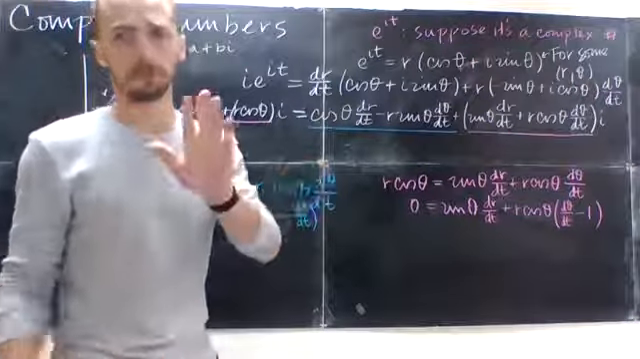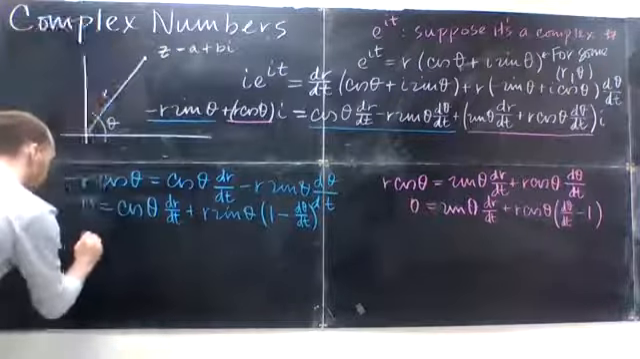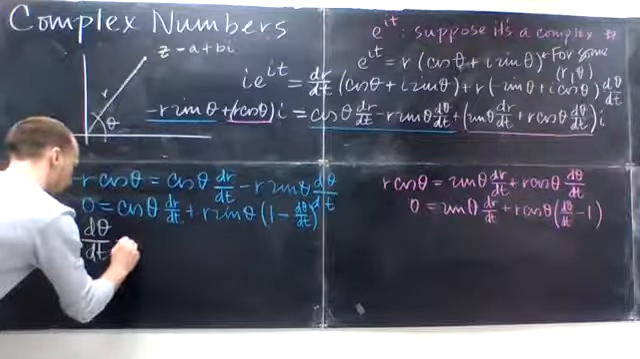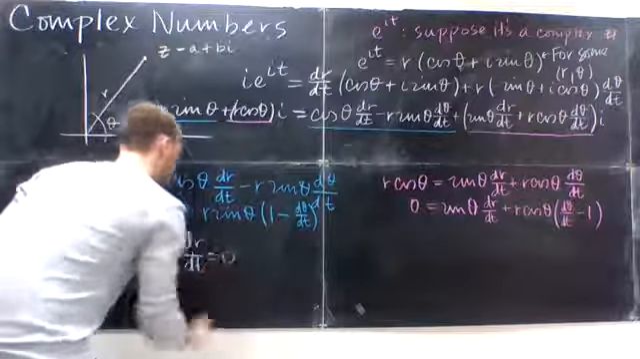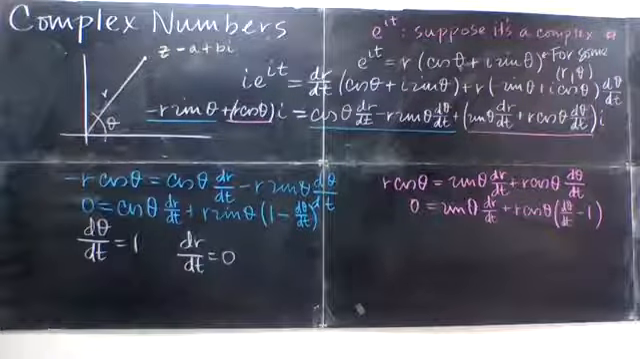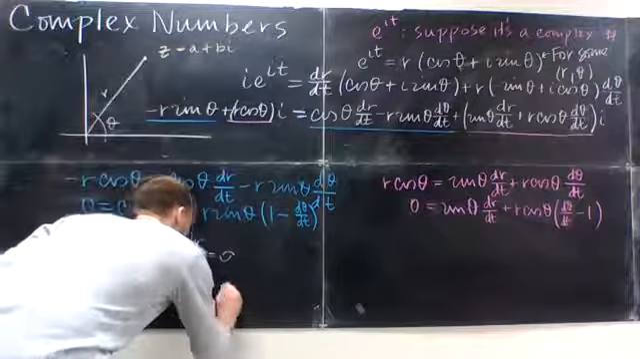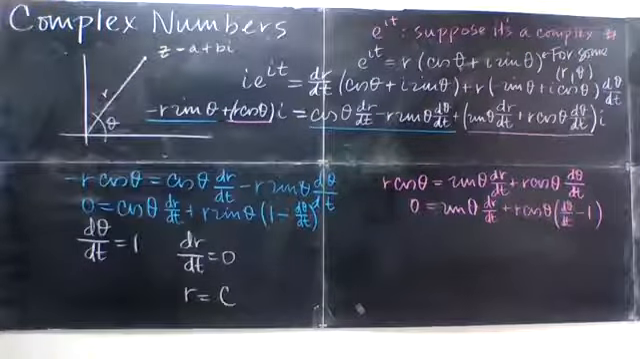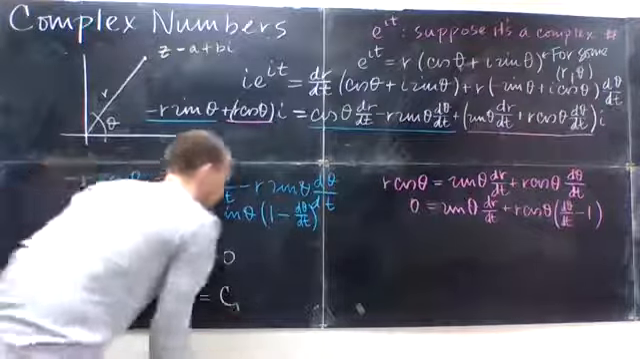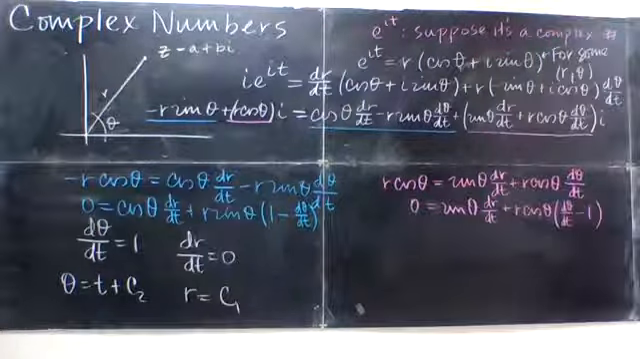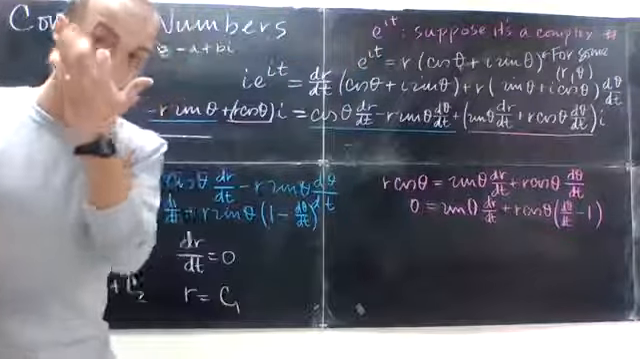But I'm going to just stop here and say, look, this is going to be true if d theta dt is 1 and dr dt is 0. Okay, and both of these are situations that we know how to deal with. If dr dt is 0, then r is equal to a constant. And if d theta dt is 1, then theta is going to be equal to t plus some other constant. Okay. So I need some sort of initial condition. And so what I've got to think of is what happens when t equals 0. That's pretty easy to see.